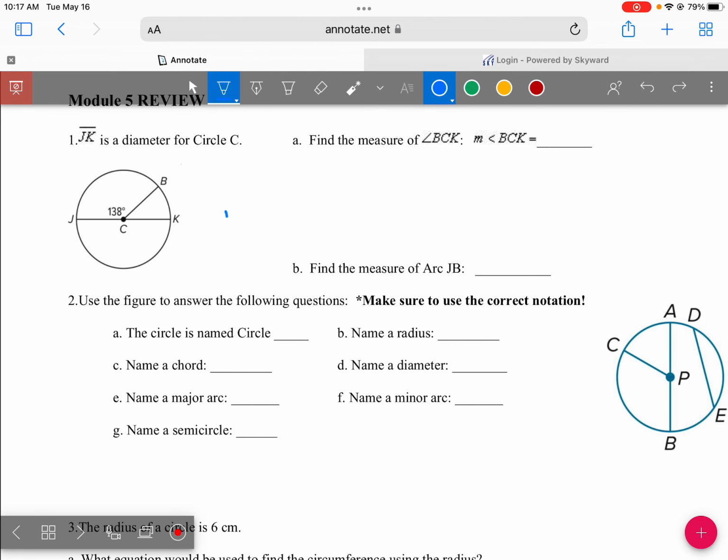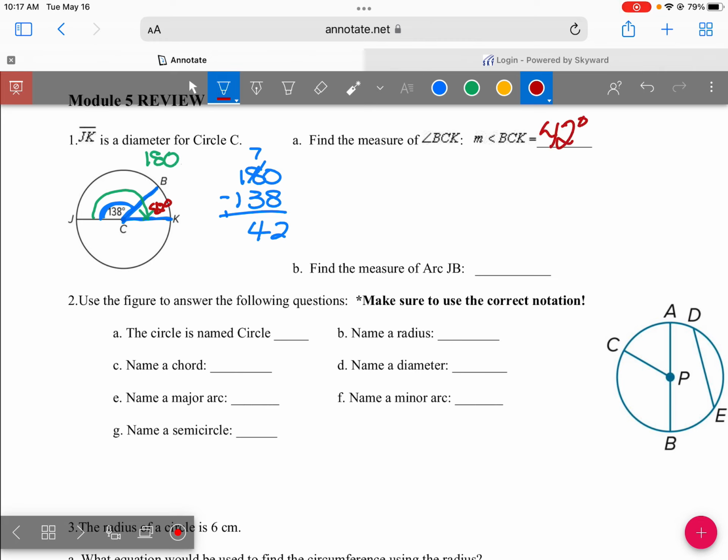JK is a diameter for circle C. Find the measure of angle BCK. So I'm looking for this angle. This is a diameter, so how many degrees are from this side all the way over? That's 180 degrees. So if the whole thing is 180 and this much of it is 138, I should subtract to figure out what that angle is. So it is 42 degrees right here. That was easy.